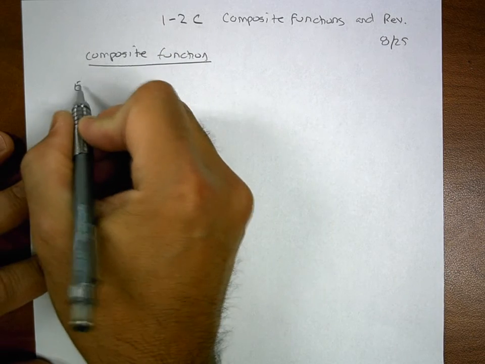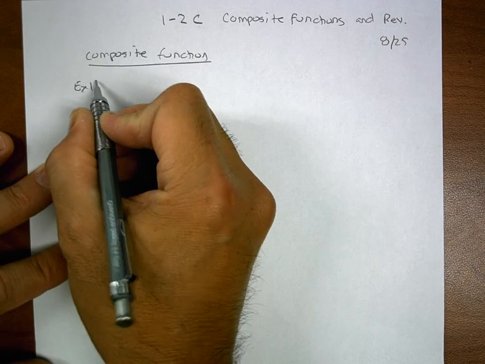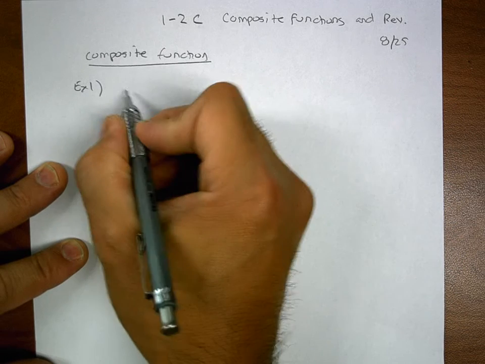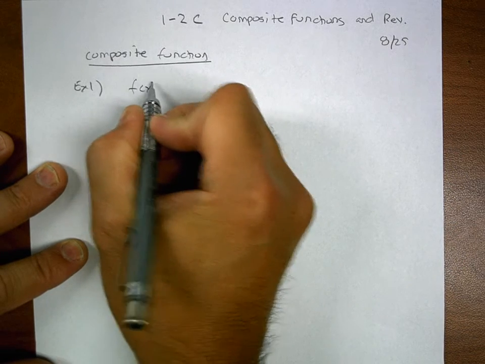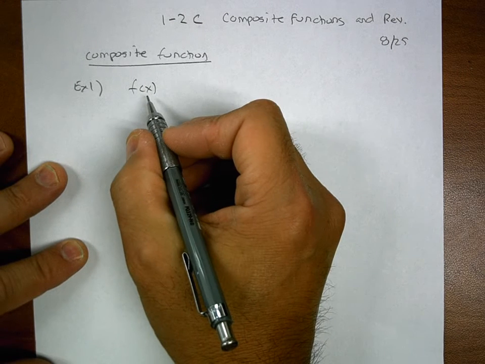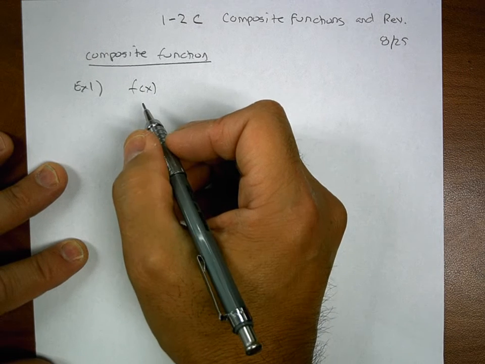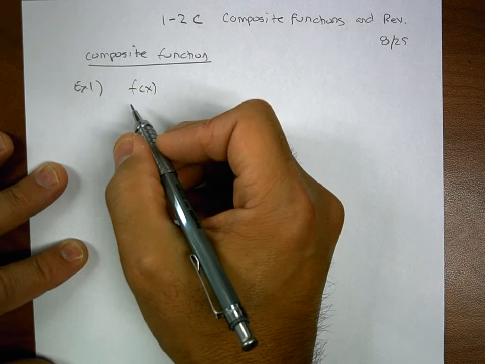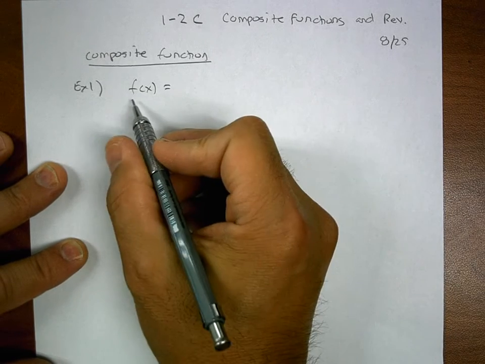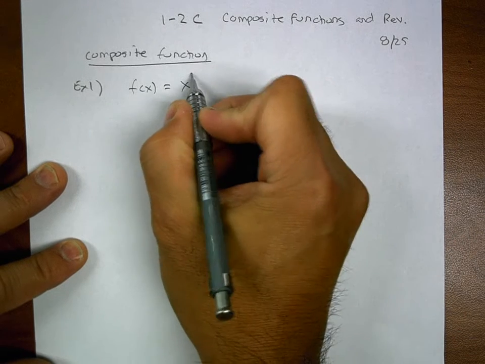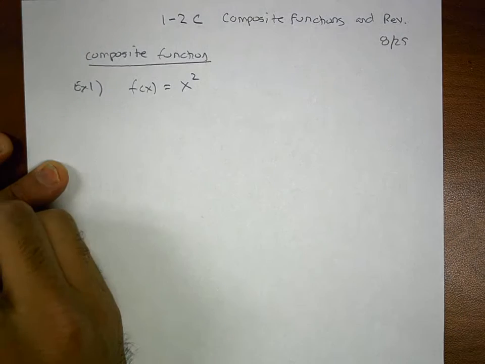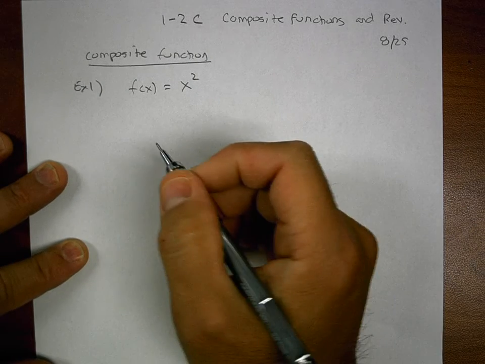Let me give you this example, just to make sure we know how to plug things in before we look at a composite function. Let's say I give you a function, f of x. We've seen a function written like this. Sometimes it's just y, which is the same thing; it's just another way to write y equals. So f of x equals, let's say we have a parabola, y equals x squared, or f of x equals x squared.